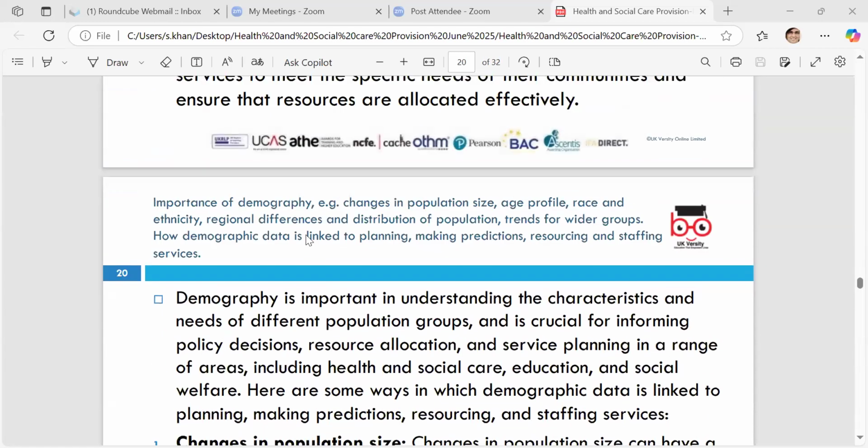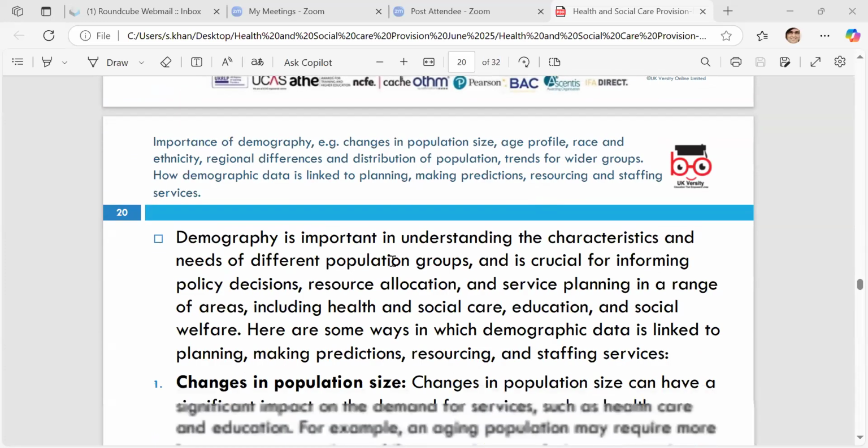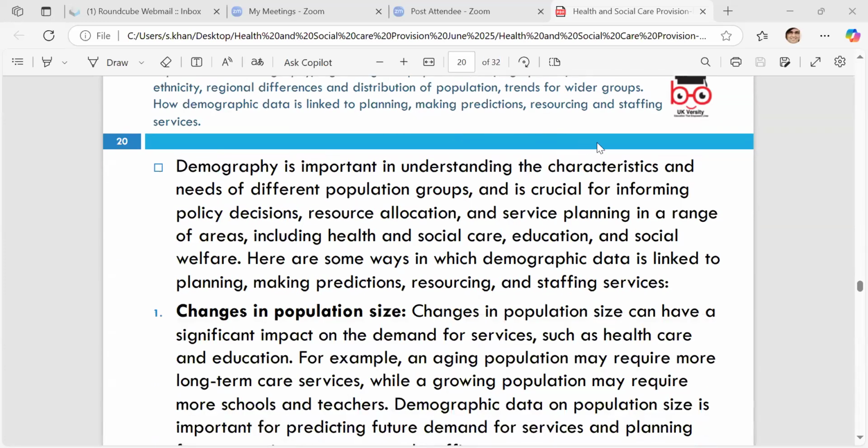So the importance of demographic changes in population, age profile, race and ethnicity, regional differences, and distribution of population, and trends for wider groups. How demographic data is linked to planning, making predictions, resourcing, and staffing services.